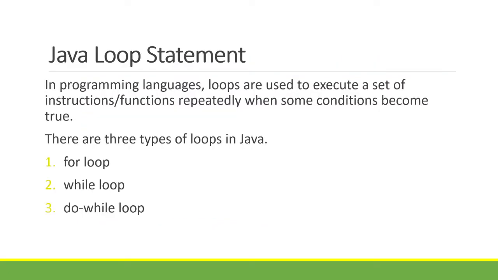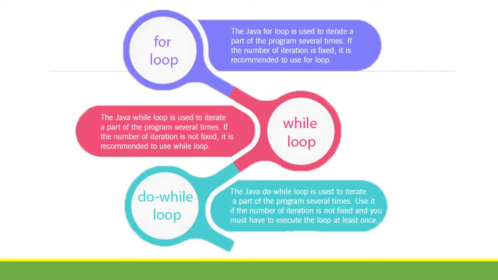Well, in Java loop statement, according to our source online, in programming languages, loops are used to execute a set of instruction or functions repeatedly when some conditions become true. There are three types of loops in Java. Meron po tayong tinatawag na for loop, while loop, and do while loop. So, yan po yung itatackle natin ngayong araw na to. And this is the summary of it.